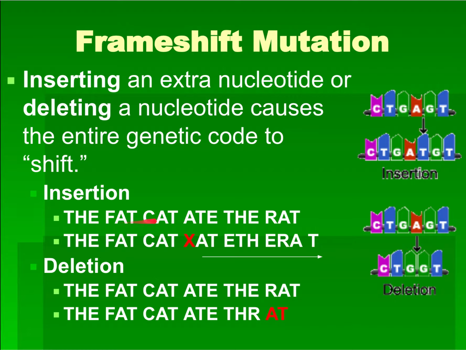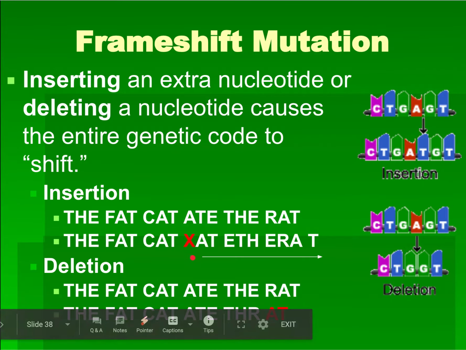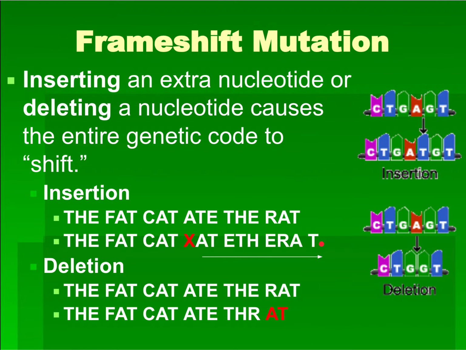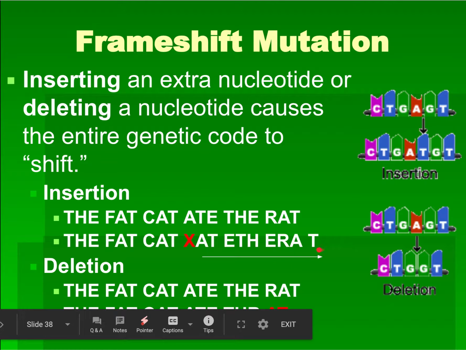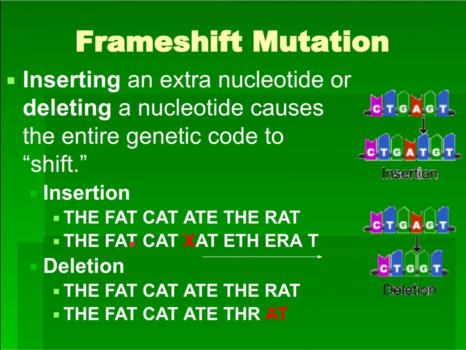Okay, the fat cat ate the rat. But instead of this A, we added in an X. And what does that do to our code? Now our code says the fat cat zat lot, which doesn't make any sense. So this could be a very big problem.